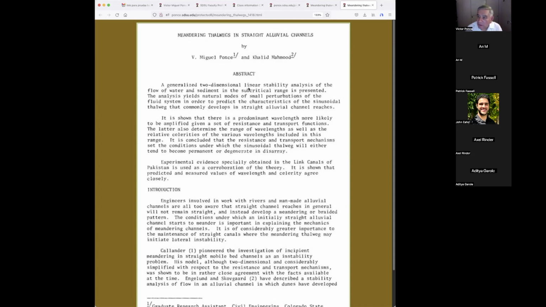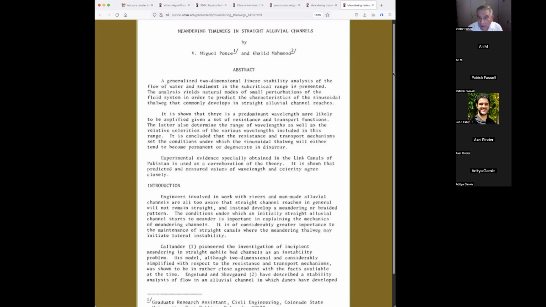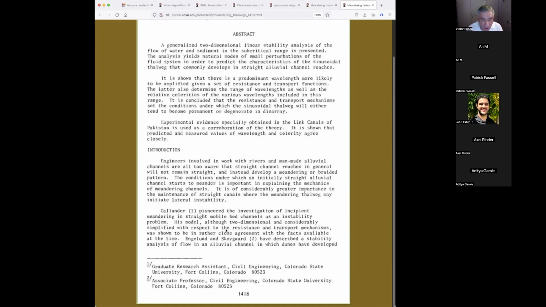Our interest is to develop, or rather to come up with the predominant wavelengths of the meanders, because these channels that we were looking at were meandering, and we wanted to see what were the predominant wavelength of the meanders. So we used a methodology that had been developed by a gentleman out of Australia, Dr. Callender. He had done earlier work.